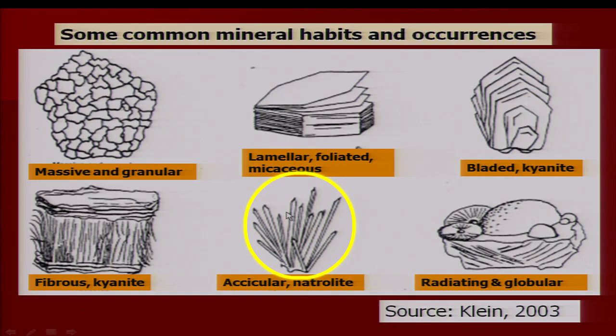This is acicular, just like a needle. You can see the crystals of a mineral look like needles. The crystals are developed along only the C axis. The C axis is elongate, but the other two axes A and B are compressed here. See here in this diagram, we have radiating habit. These are rounded globules, and some of the globules are showing radiating, just like this one, where you can see the radiating habit also.